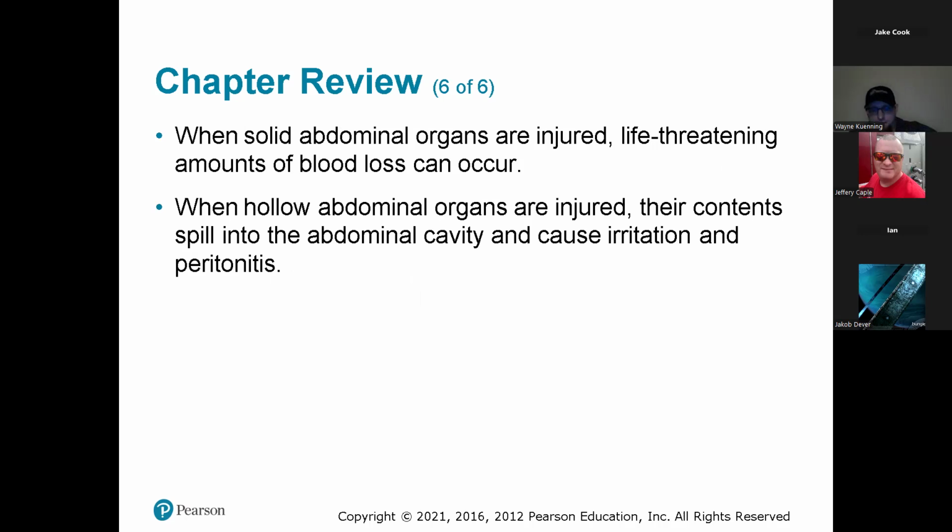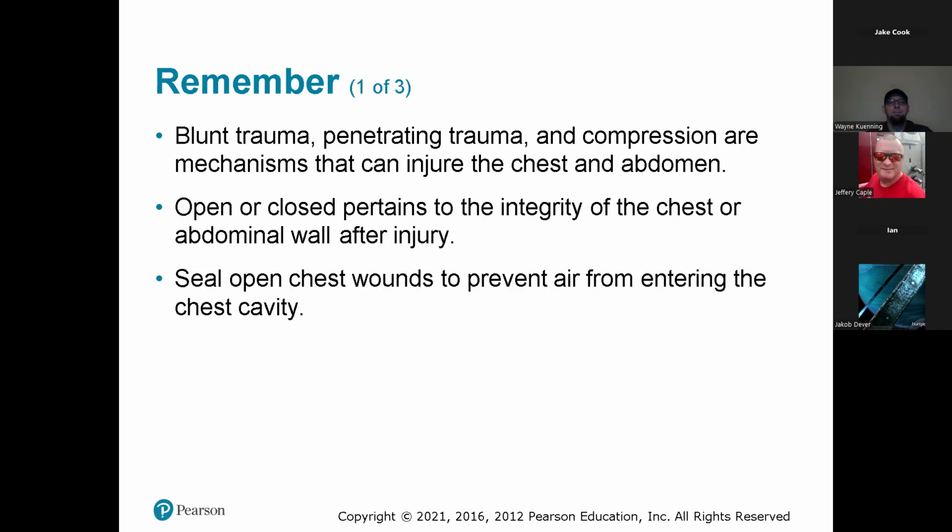We talked about this in length. Solid organs bleed a lot, especially when they're lacerated. When hollow organs are injured, their contents spill into the abdominal cavity, causing irritation and infection, or peritonitis. Blunt trauma, penetrating trauma, and compression are mechanisms that injure the chest and abdomen. Open or closed pertains to integrity of the chest or abdominal wall, which is the inside lining.